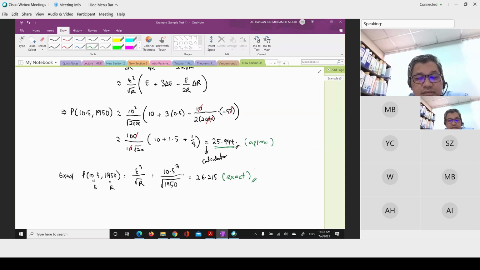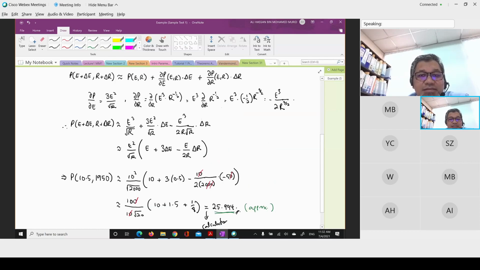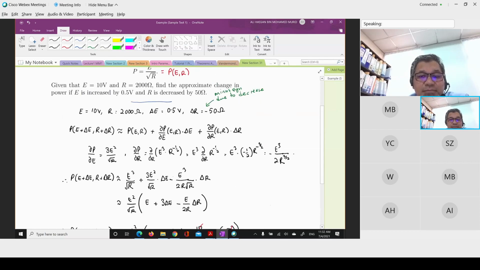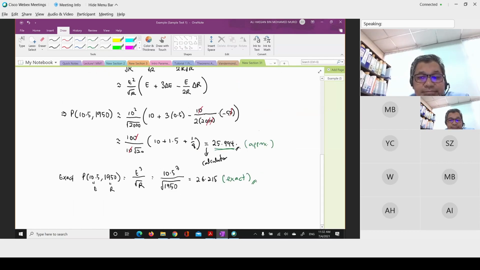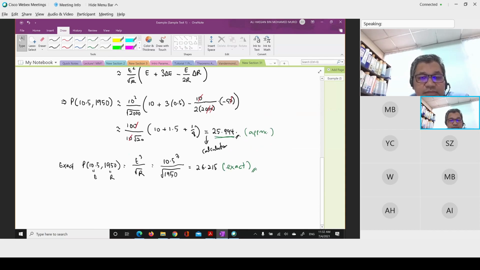Well, why do we want to go through all the trouble, right? If we can calculate the exact value simply using a calculator, why all this partial derivative stuff? That is a good question. But this is just to illustrate the linear approximation formula here.